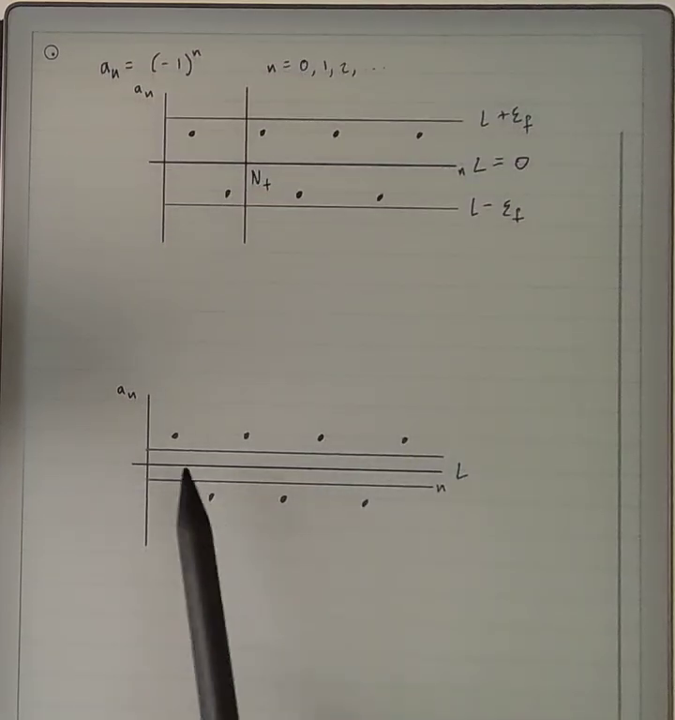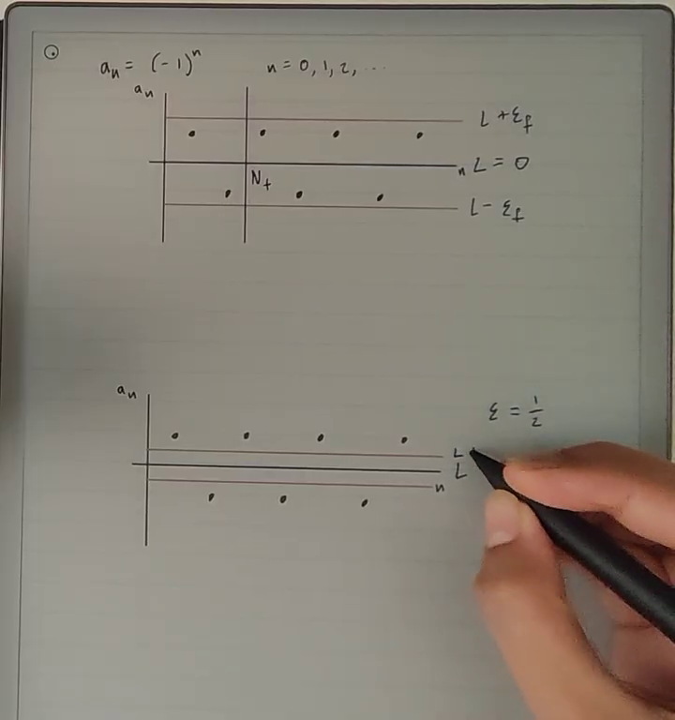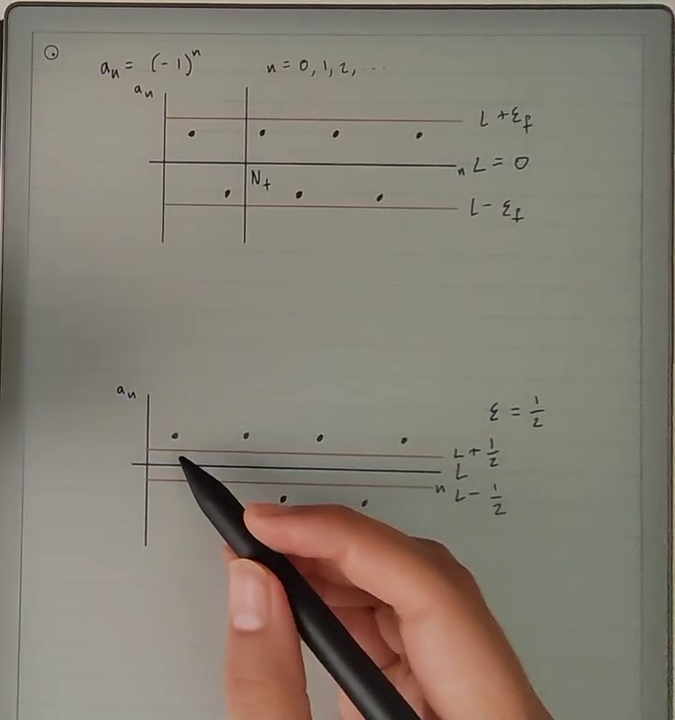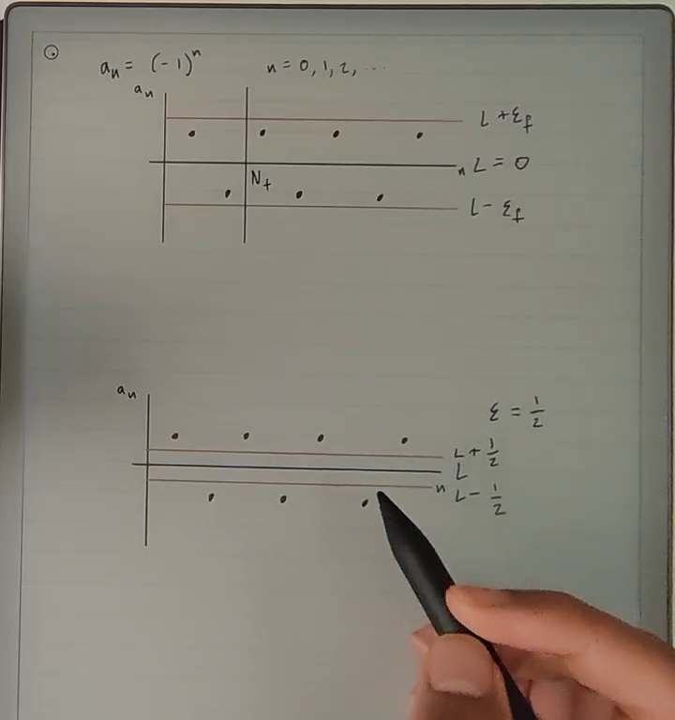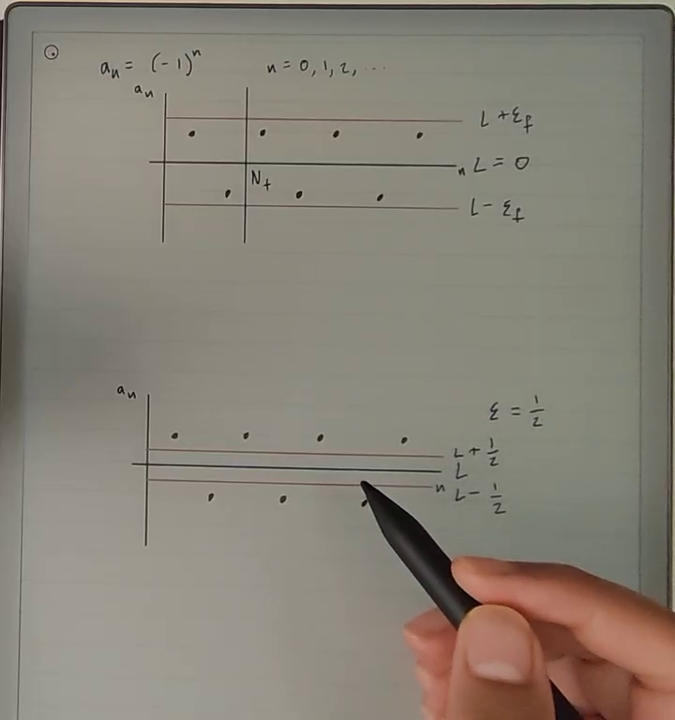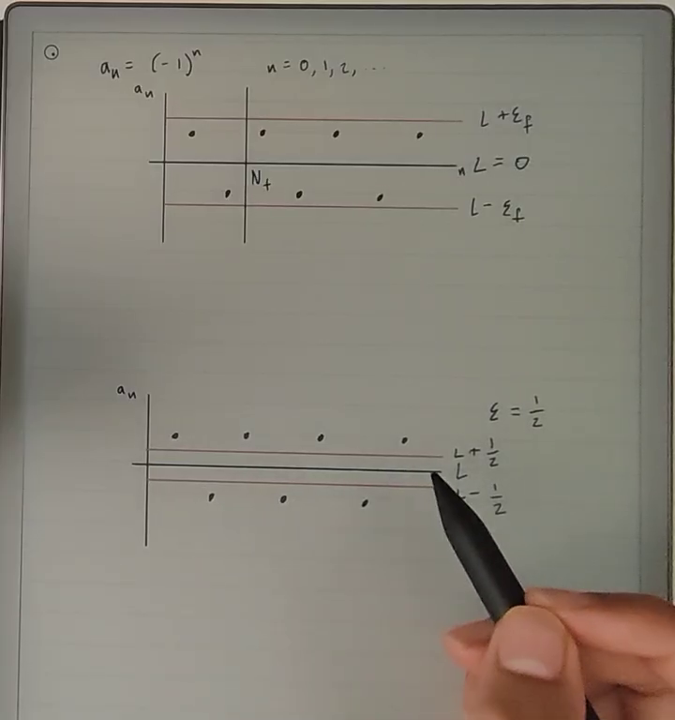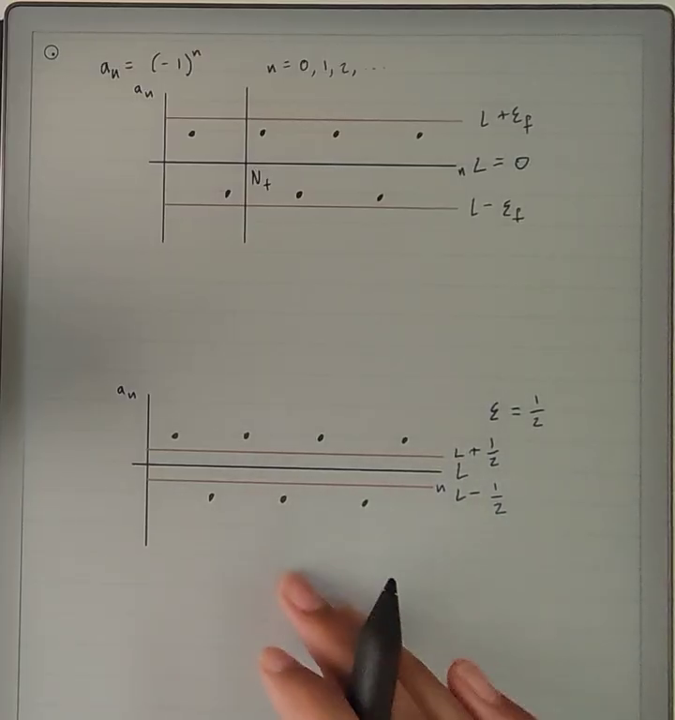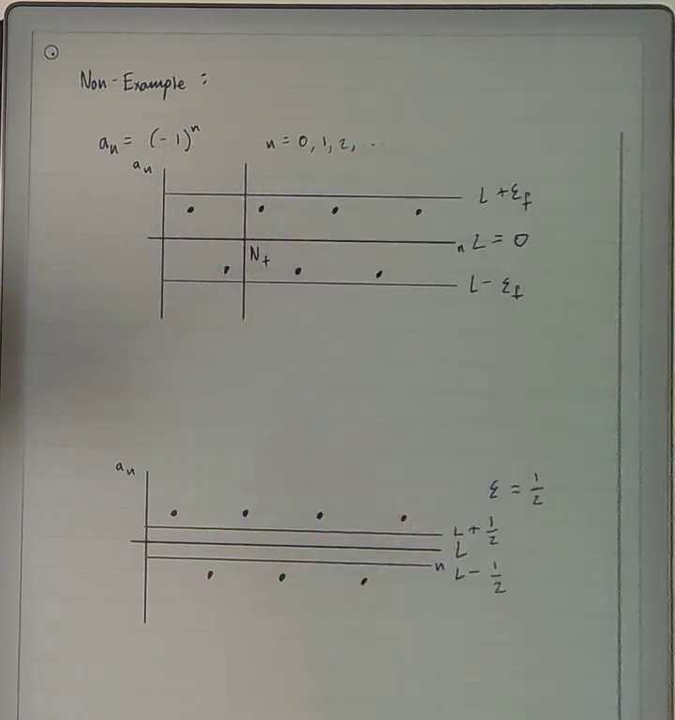So here we have found something that's slightly smaller. This is actually epsilon equal to 1/2. So this is L plus 1/2, and this is L minus 1/2. And if you notice, within this band, none of the elements of the sequence fall. So because of that, there's no n that I can choose such that for every single element in the sequence after that n, they fall within my defined epsilon neighborhood. Therefore, a sub n equal to -1 to the n does not converge.